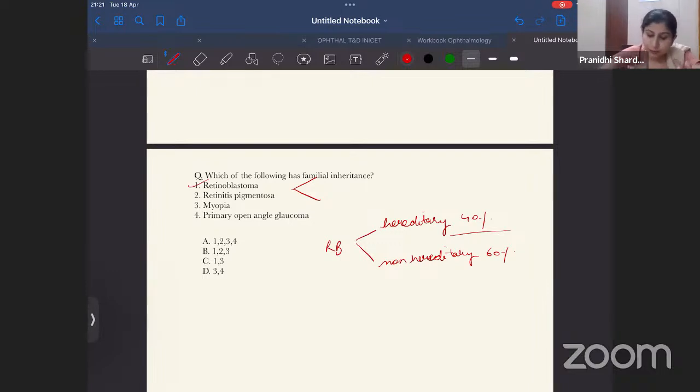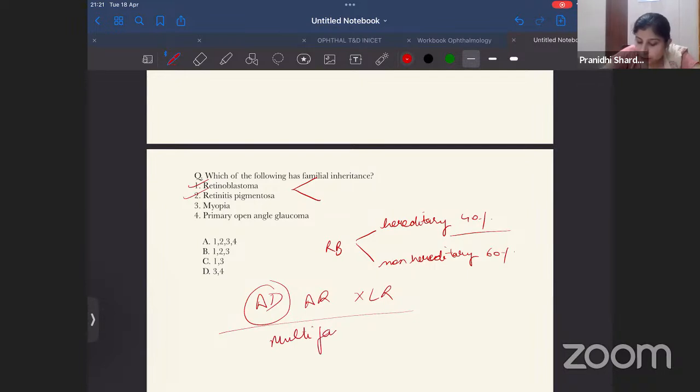retinoblastoma, very easy. Retinitis pigmentosa, we always know it has autosomal dominant, autosomal recessive, and X-linked recessive, all types of inheritance seen. Autosomal dominant will cause familial inheritance. Myopia, basically, is a multifactorial disease. Environmental factors come into play.